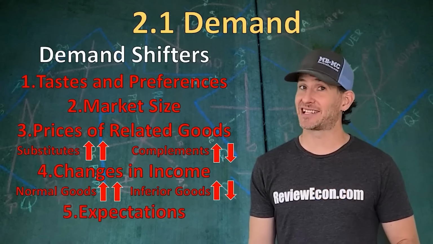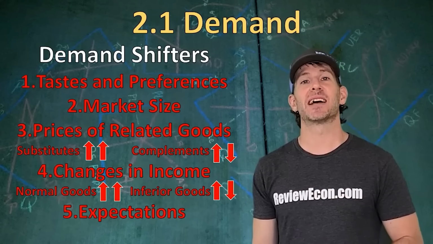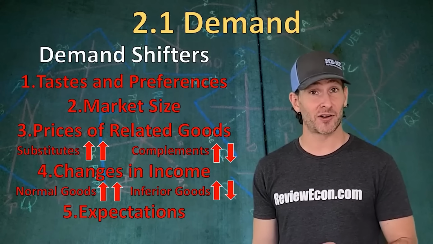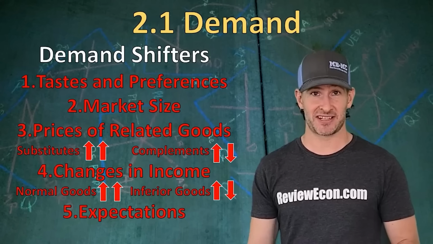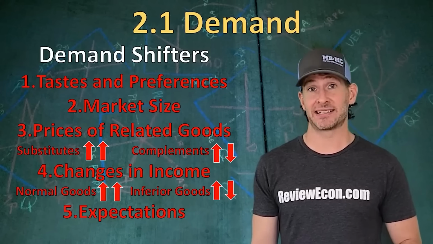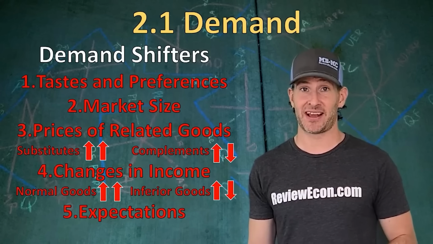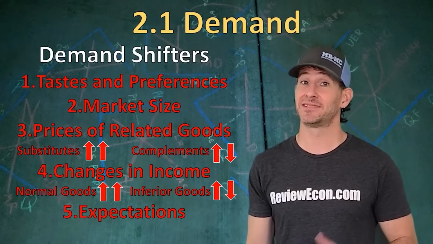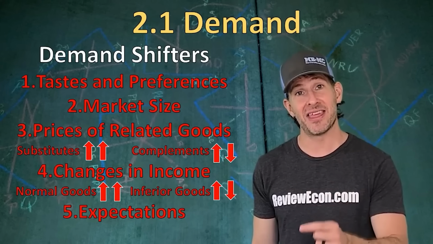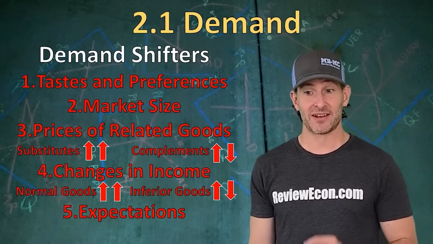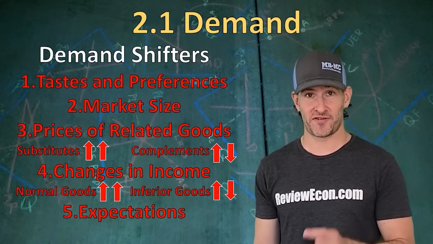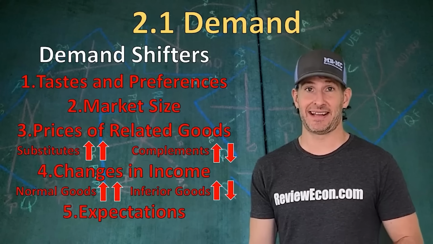The last one is expectations for the future. Sometimes guesses about what's going to happen later on impact consumer behavior today. That's why when it comes to buying a television, I'm going to wait until Black Friday for when they're on sale. So I demand fewer today, decrease my demand, and then I buy more later. So that expectation for the future changes demand today.